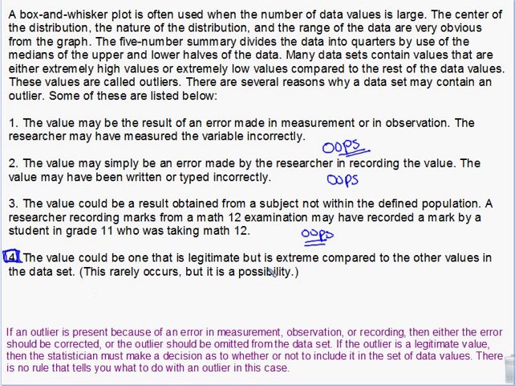A value could be one that is legitimate, but it's extreme compared to other values in the data set. So let's say we're measuring student heights throughout the school. And let's say, hypothetically, Shaq goes to our school. He's not going to fit in with our data set, right? Because he's, what, 6'7" or something? I don't know. He's really tall, right? Really, really, really tall, and everybody else is really average height.